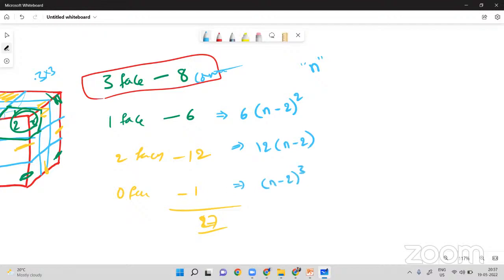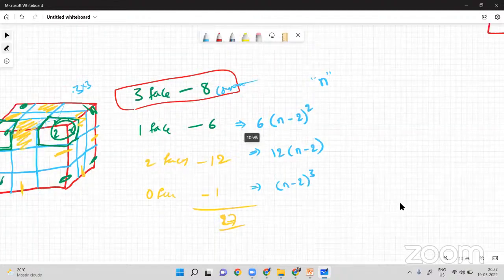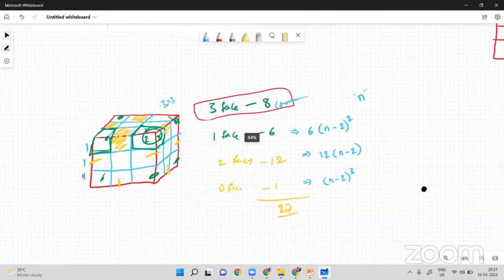Why is it cubed? Because it's three dimensional; the zero face cubes are covered in three dimensions. You need not know the basic concept or background, but just remember these three formulae and apply them to the 3 by 3 cube. Will you get the same answer or not?